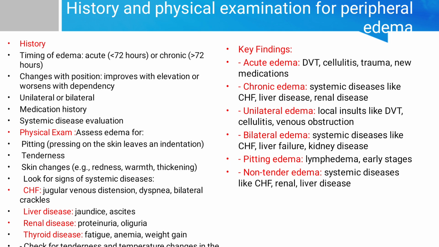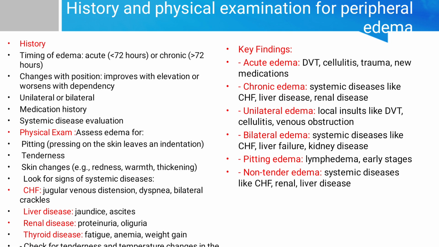We have to look for signs of systemic diseases. For example, in congestive heart failure, we will get raised JVP, or jugular venous distension. Patient will have dyspnea, bilateral crackles on chest examination. If patient has some liver disease, he may have ascites, jaundice. We have to look for proteinuria, oliguria, and also evaluate for thyroid disease if the patient has anemia, weight gain, fatigue. We have to check for tenderness and temperature changes in the edema.